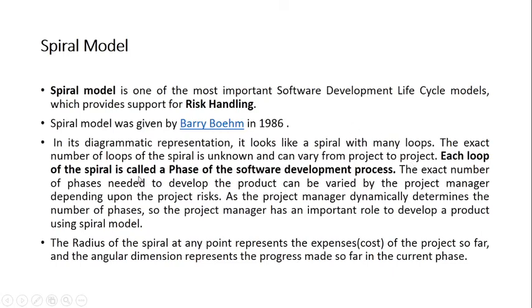Each loop of the spiral is called a phase of the software development process. I said they are in sync with each other, but it might vary also. That is a contradictory thing here. The exact number of phases needed to develop the product can be varied by the project manager depending upon the project risk. So altogether we say it depends upon the complexity of the project, as well as upon the project manager who is carrying out the task of risk management. As the project manager dynamically determines the number of phases, the project manager has an important role in developing a product using the spiral model.